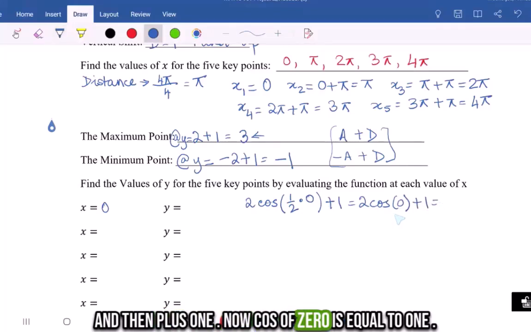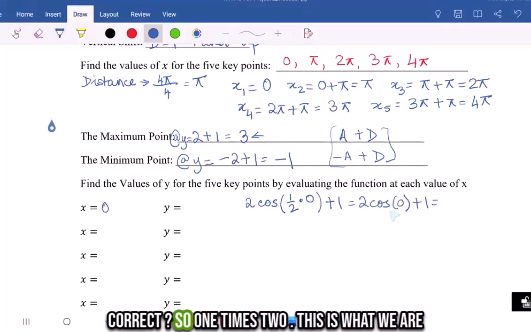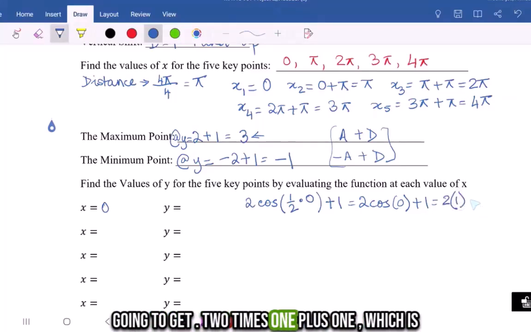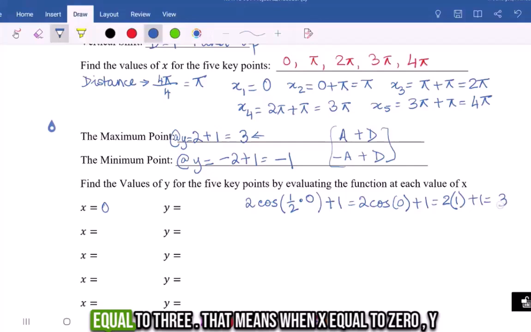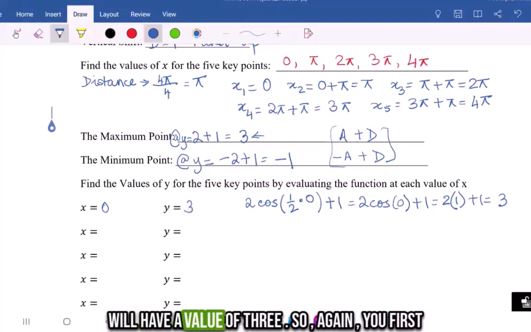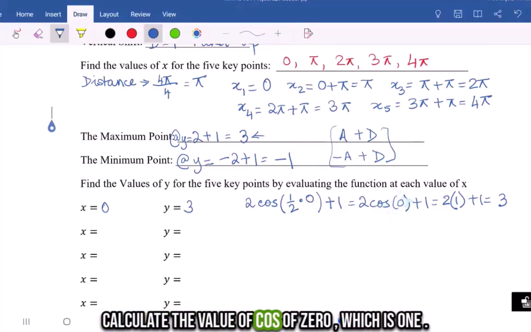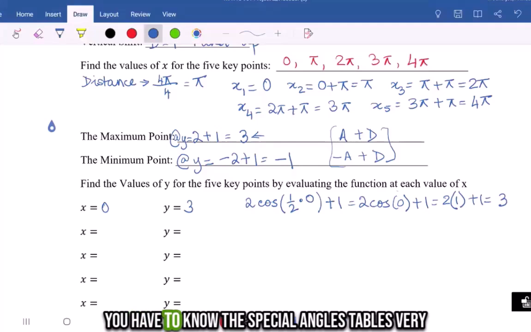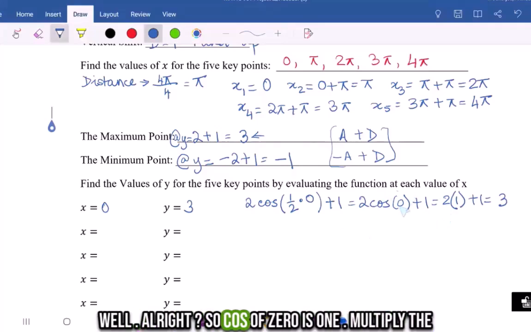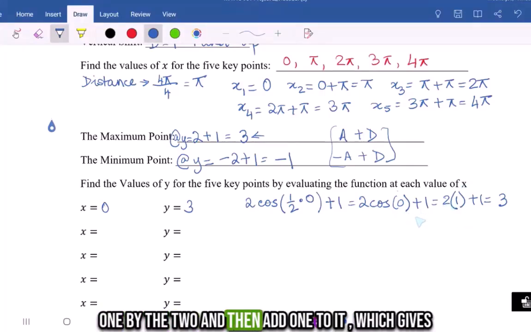Now cos of 0 is equal to 1, correct? So 1 times 2. This is what we are going to get. 2 times 1 plus 1, which is equal to 3. That means when x equals 0, y will have a value of 3. So again, you first calculate the value of cos of 0, which is 1. You have to know the special angles tables very well. All right. So cos of 0 is 1. You multiply the 1 by the 2 and then add 1 to it, which gives us a 3.